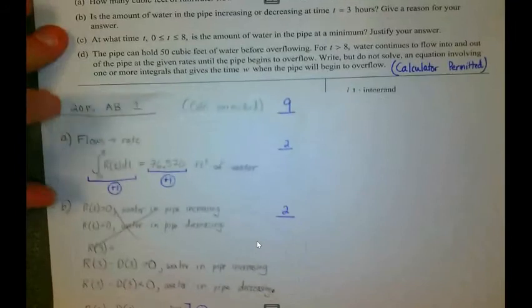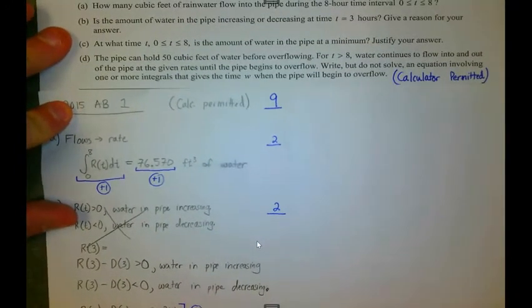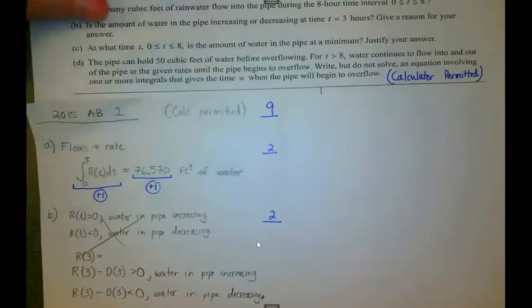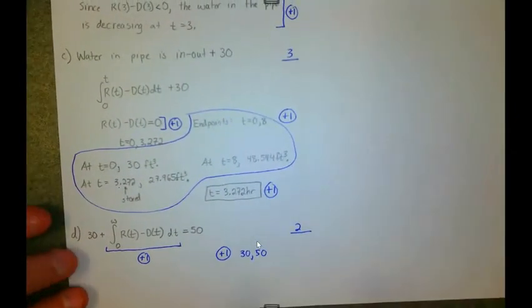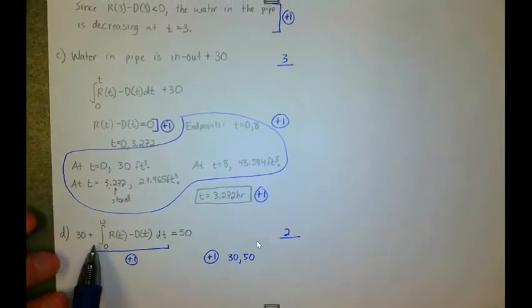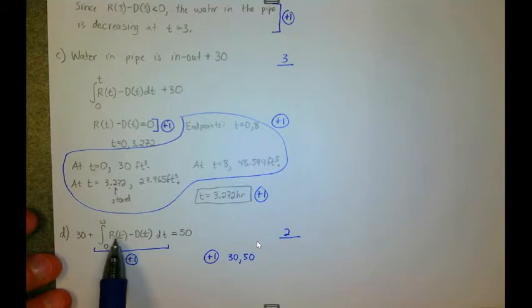Part D again, the pipe can hold 50 cubic feet of water before overflowing. Write but do not solve an equation involving 1 or more integrals. Here's how I decided to answer that. I kind of answered this idea already. I said that there's 30 cubic feet in there. There's 0 to W water coming in, 0 to W water coming out, and that needs to equal 50.